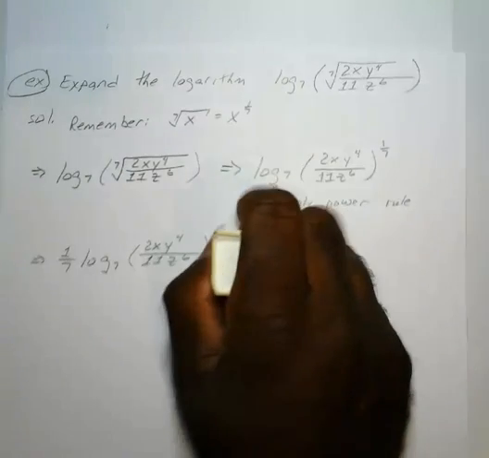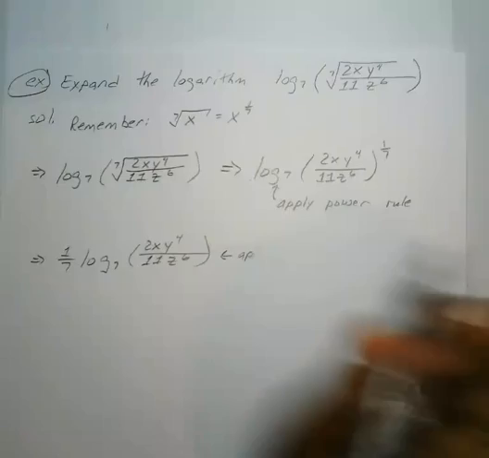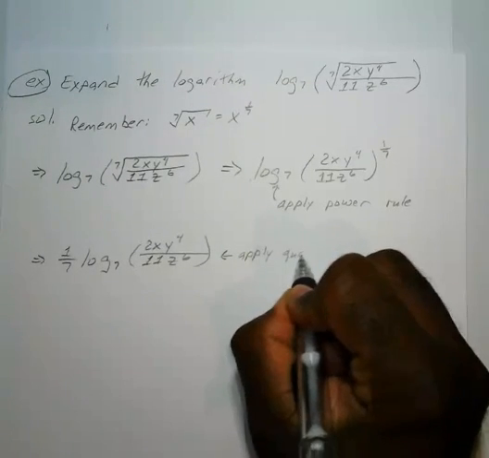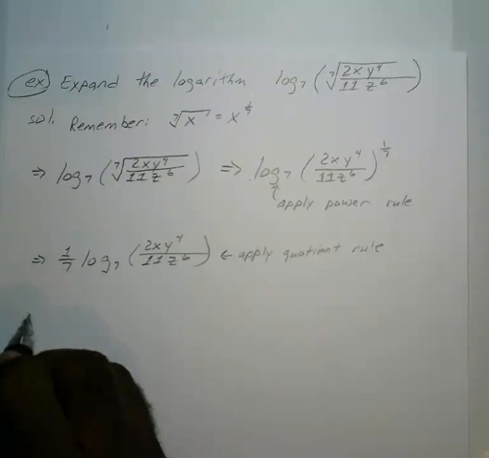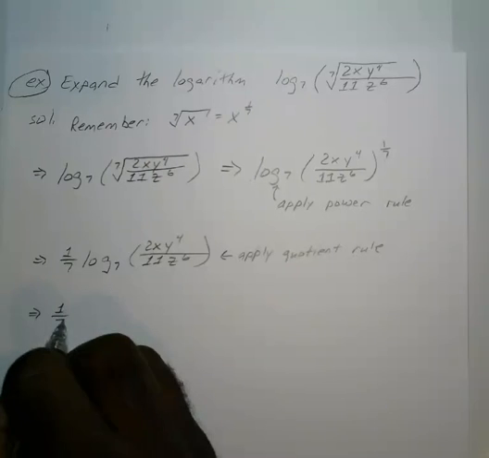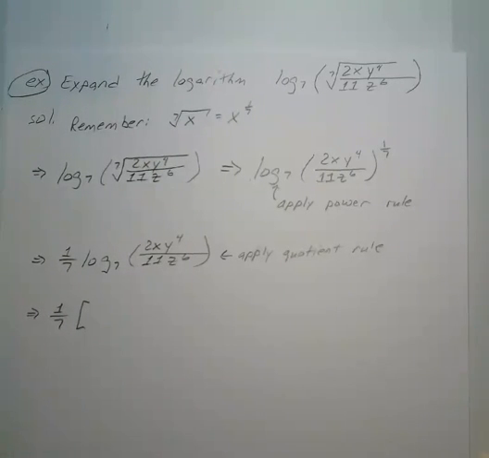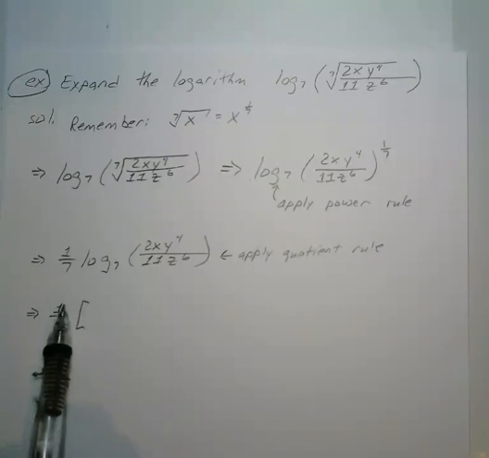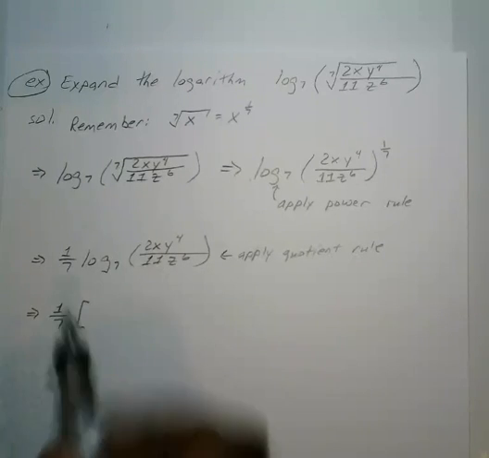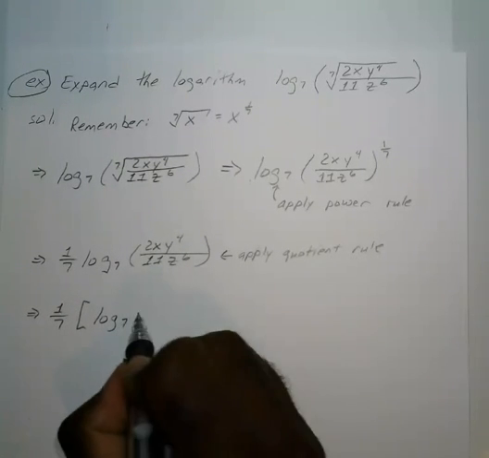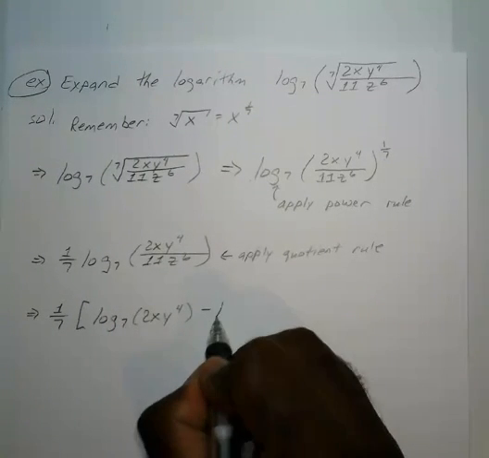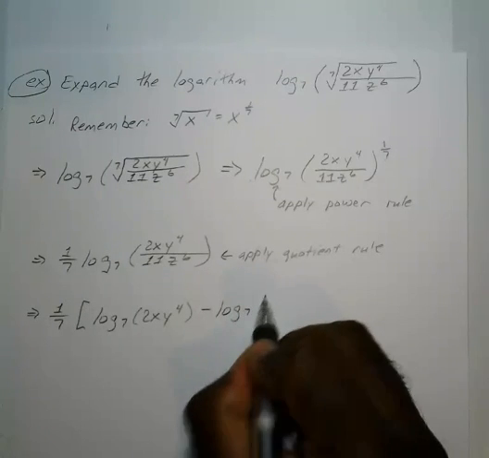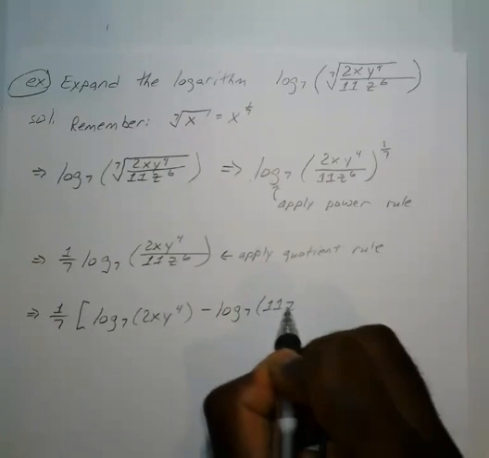Okay. Now once you apply the quotient rule, this now becomes 1/7, and this is where it comes in handy to actually put parentheses or brackets or something, because it's 1/7 times, you're just going to convert this, so you have log base 7 of 2x y to the 4th minus log base 7 of 11z to the 6th power.